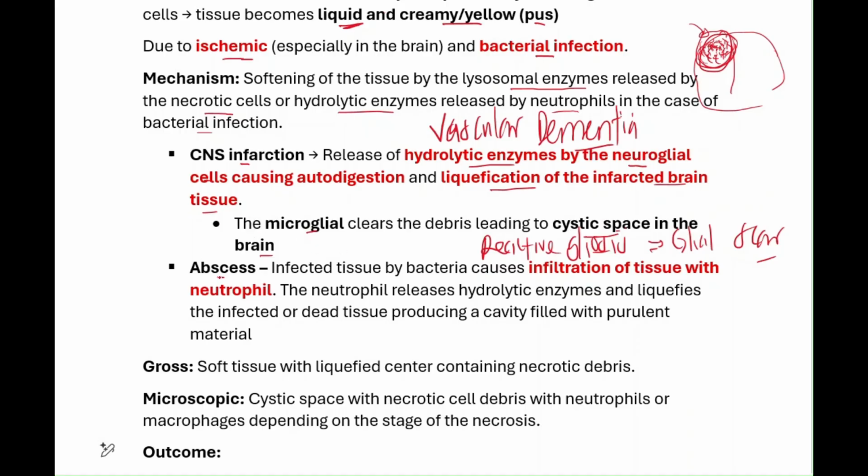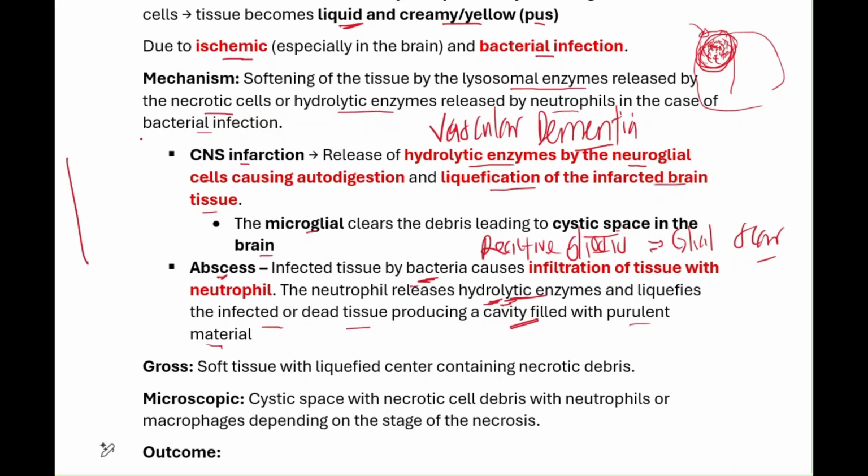Moving on to the second example, guys, which is abscess. So infected tissue by bacteria. When bacteria infect a tissue, guess who is going to come in? Neutrophil, because neutrophil is involved in bacteria killing, right? It gets rid of bacteria, and it's an acute inflammatory cell in the presence of bacteria. So that neutrophil is going to infiltrate those tissues and it's going to release hydrolytic enzymes. And from the word hydrolytic enzyme, it is going to hydrolyze those tissues. So that will liquefy the infected or dead tissue, producing a cavity filled with purulent, pus-like material.